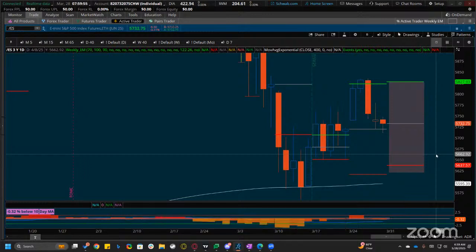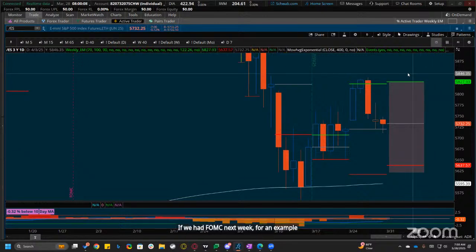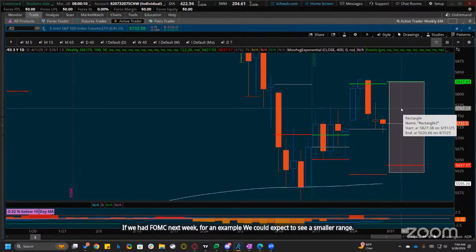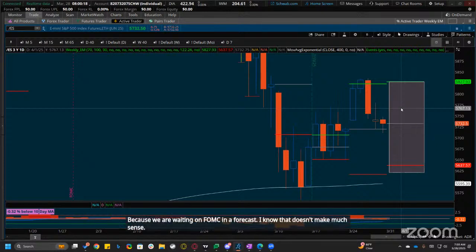The sneaky part of this is that things like FOMC are volatility suppressing events. So if we had FOMC next week, for an example, we could expect to see a smaller range because we are waiting on FOMC in a forecast. I know that doesn't make much sense at first glance, but markets will often go sideways into CPI, PPI, FOMC, big events. They'll go sideways in front of it. Like we did yesterday before today's core PCE, we went sideways.